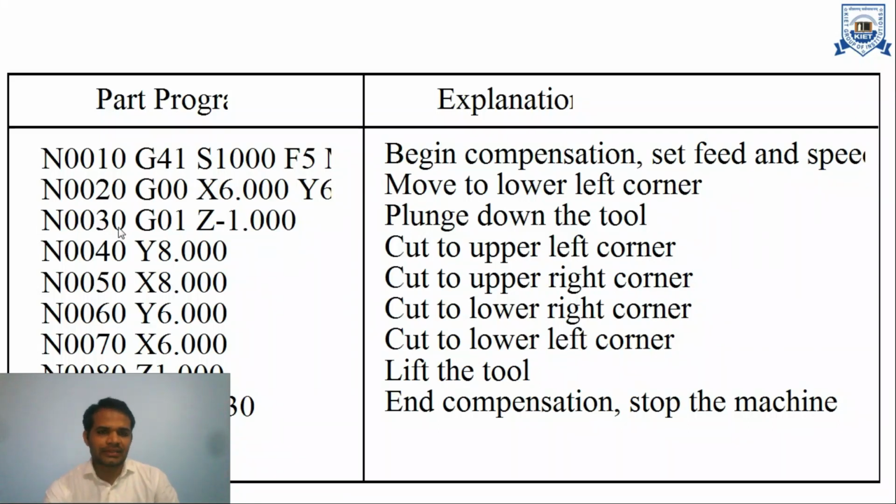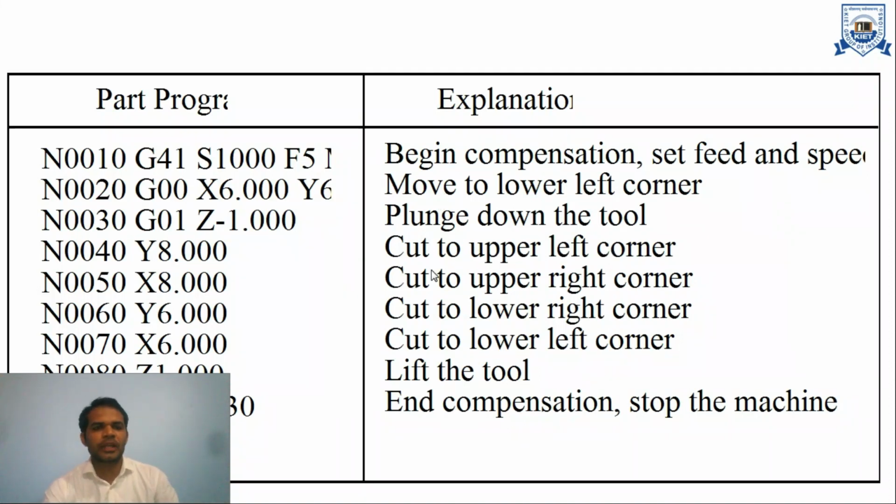In the third serial number, G01 means linear interpolation starts. The tool Z axis position is minus 1.0, which means plunge down the tool. Now we can say we start the milling operation. In the next step, the tool moves in the Y axis direction 8 inches. Starting with 6 inches, 2 inches increase, and the next position is 8 inches. It is in absolute dimension. So cut to the upper left corner.